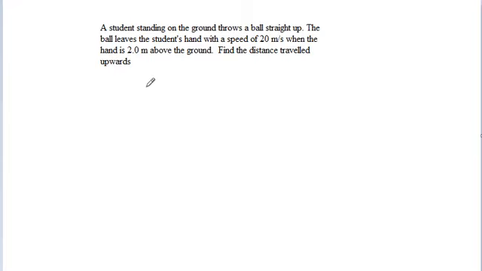So this is problem number 1. A student standing over the ground throws a ball straight up. The ball leaves the student's hand with a speed of 20 meters per second when the hand is 2 meters above the ground. Find the distance traveled upwards.